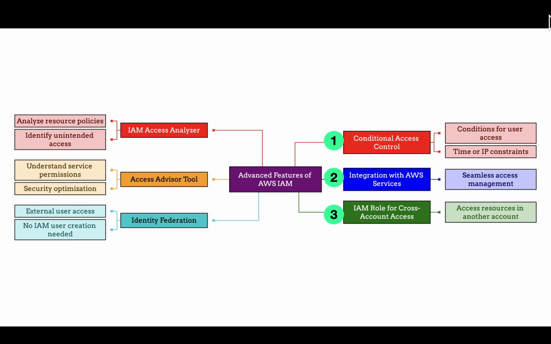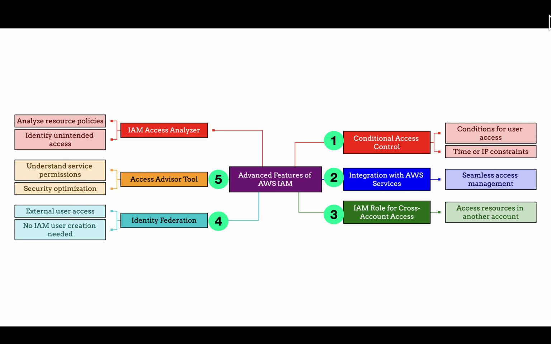3. IAM role for cross-account access. This feature allows users from one AWS account to access resources in another. 4. Identity federation. Supports identity federation to enable external users to access AWS resources without needing to create IAM users.